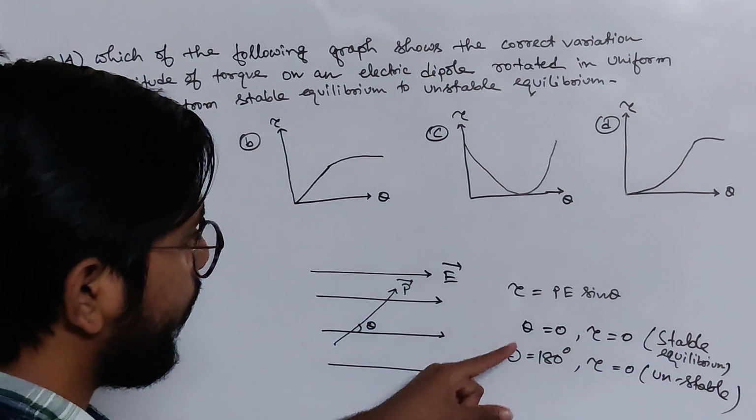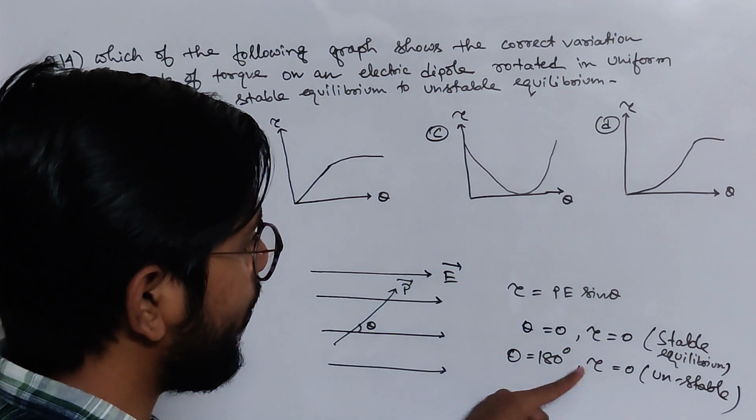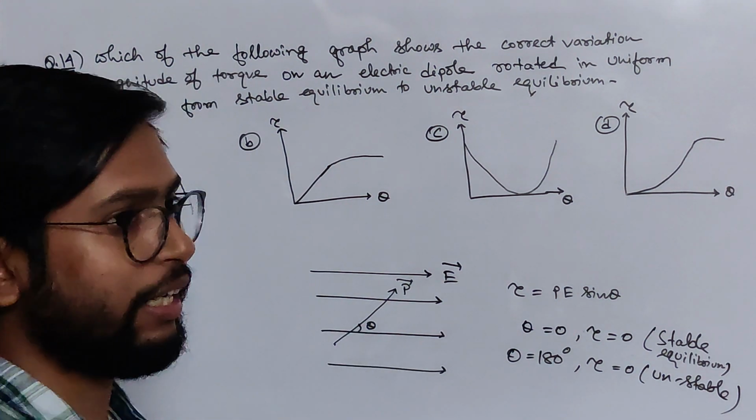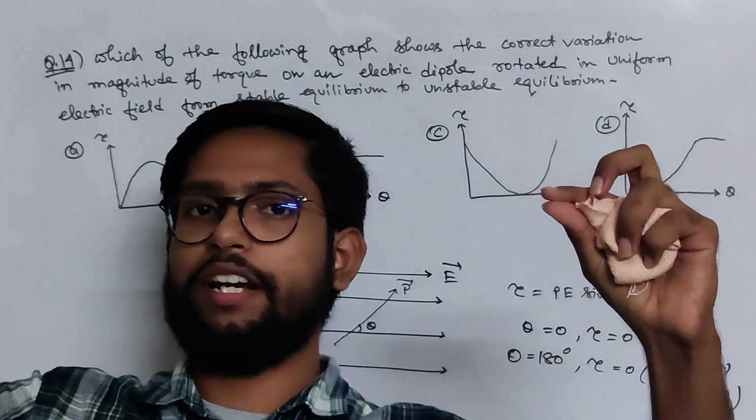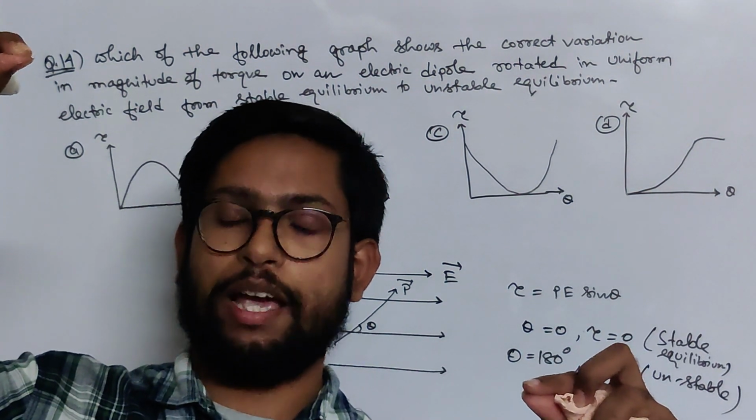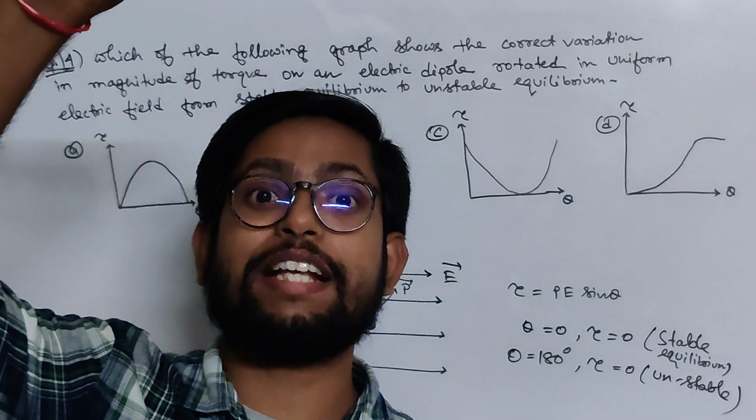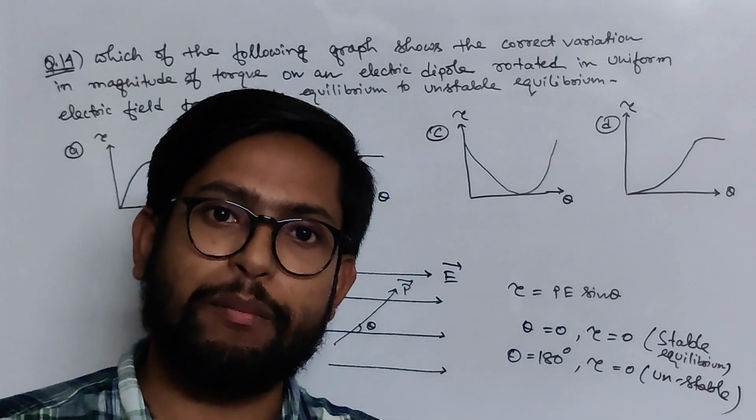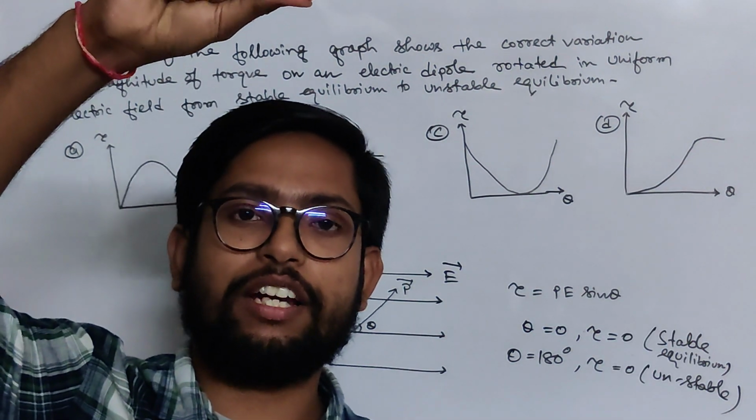And if you see, at theta equal to 0, tau equals 0, and at theta equal to 180, tau equals 0. But when it has some theta value, it will experience some torque. If it is in the direction of the electric field, it is not experiencing any torque, and when it rotates, it will feel some torque. When it is 90 degrees, it will feel maximum torque, because sine 90 is 1, and the maximum value of sine is 1. At perpendicular to the field, the electric dipole feels maximum torque.